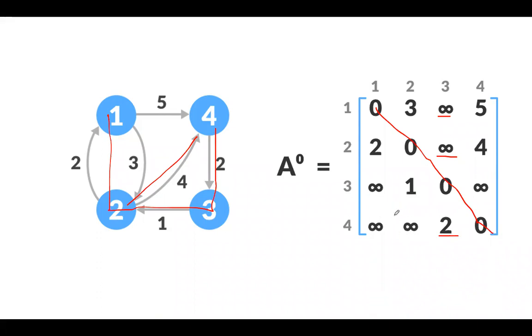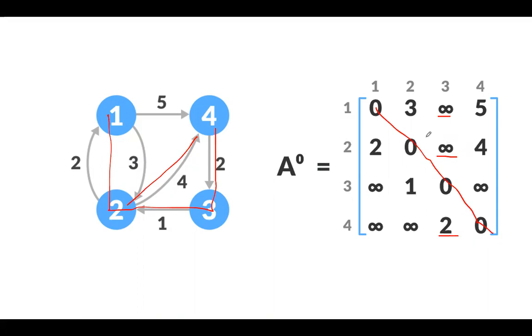Once you solve this problem, these infinities will be replaced with values, the shortest distances. I want to find the shortest distance from 4 to 1, from 4 to 2, from 3 to 1, and from 3 to 4. That is our task, to find the shortest distance between each pair of vertices. Before explaining the algorithm, I will just start with the method. Observe carefully.